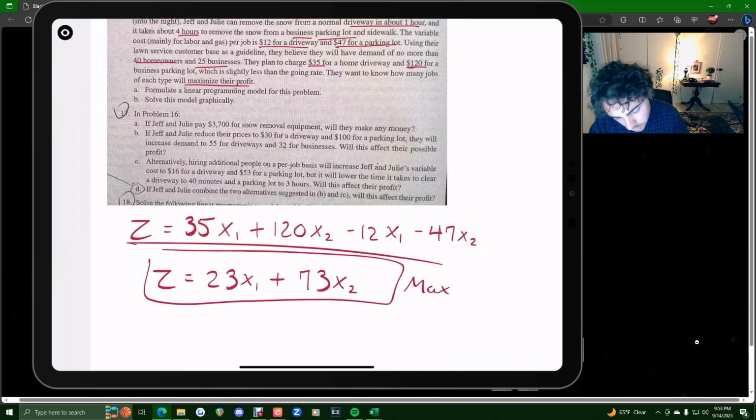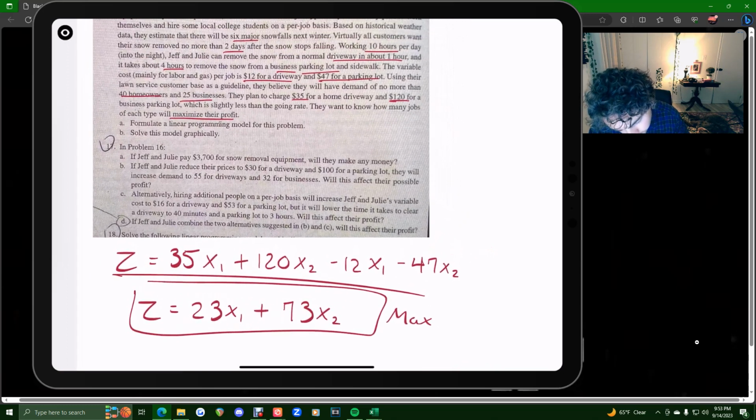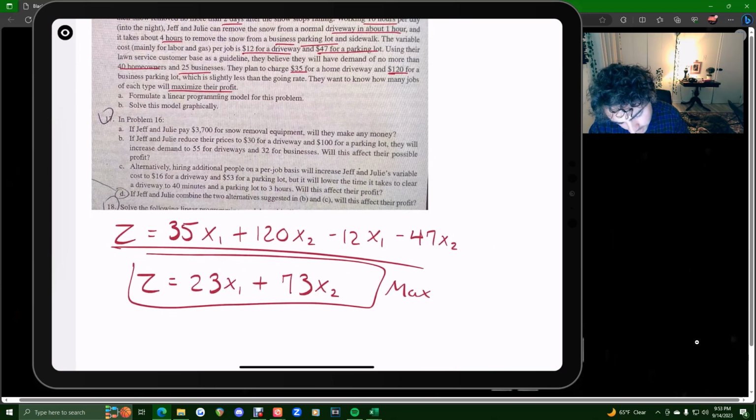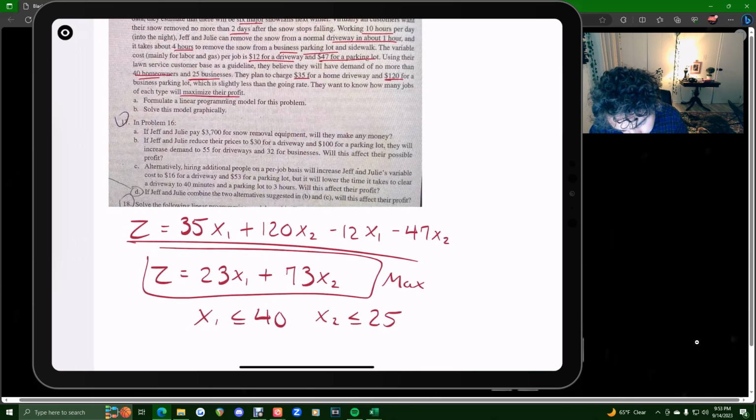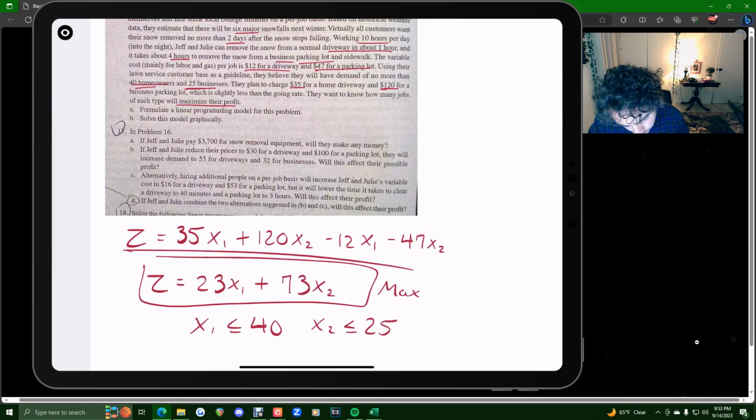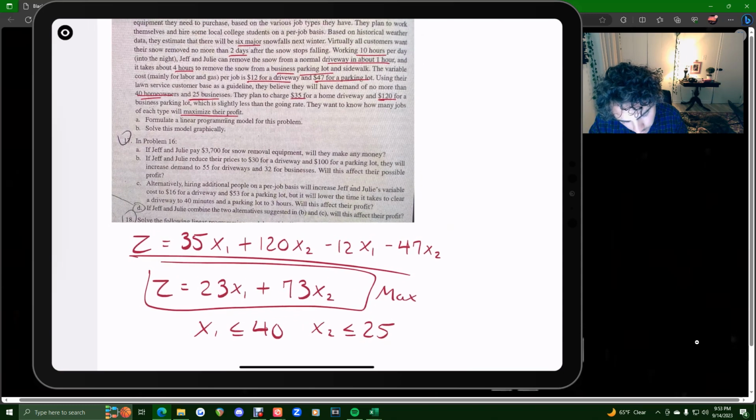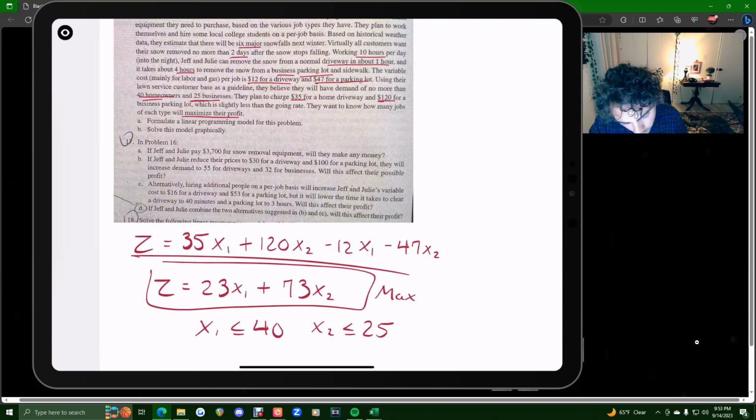That's the goal. Let's talk constraints. Again, we're using X1 and X2. They say something about there's a demand of no more than 40 and no more than 25. So I think X1 can stay less than or equal to 40. X2 can stay less than or equal to 25. What else do we know? Something about they can remove snow from a driveway in 1 hour, parking lot in 4 hours. So let's do an hours inequality here.